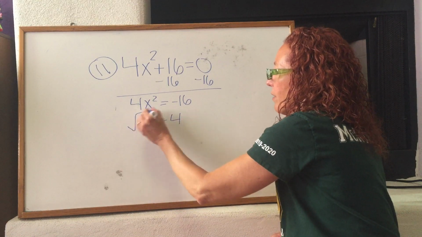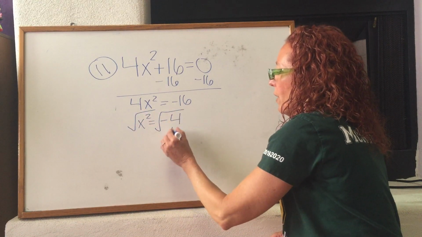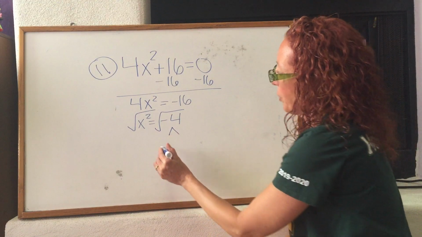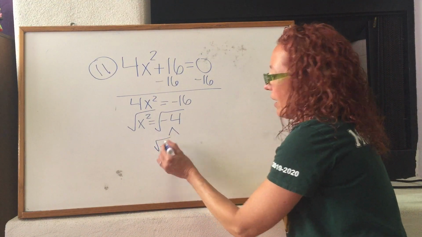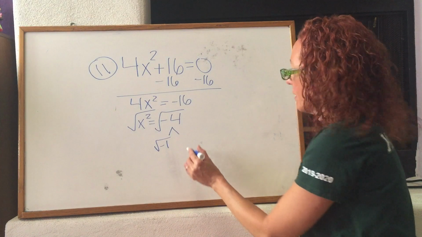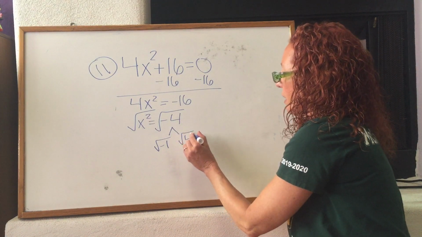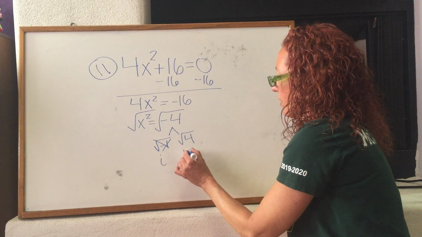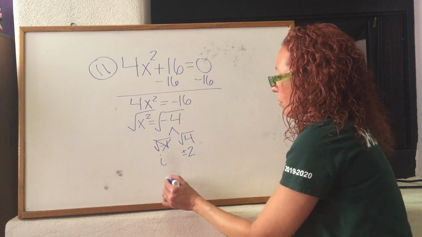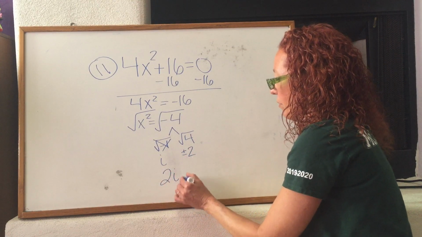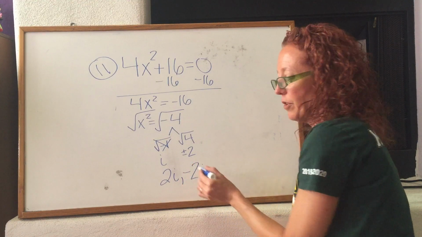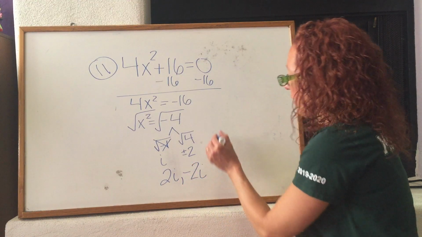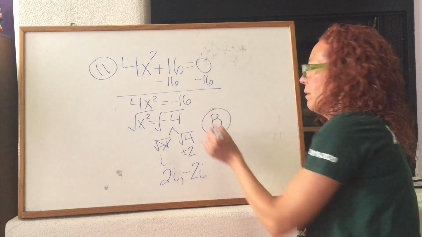And now we're going to take the square root. When I take that square root, I'm going to pull out the radical with a negative 1. That's what i is. And then I have the square root of just positive 4. So this becomes i. This, of course, is plus or minus 2, which makes the answer 2i or negative 2i, which would make the answer B.